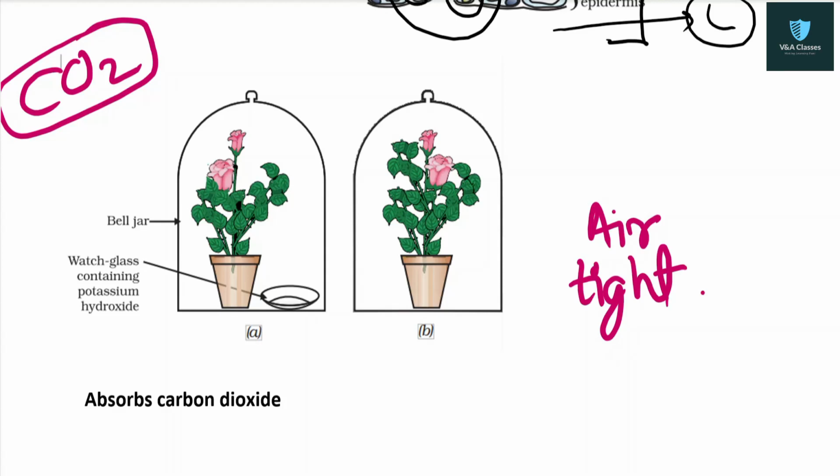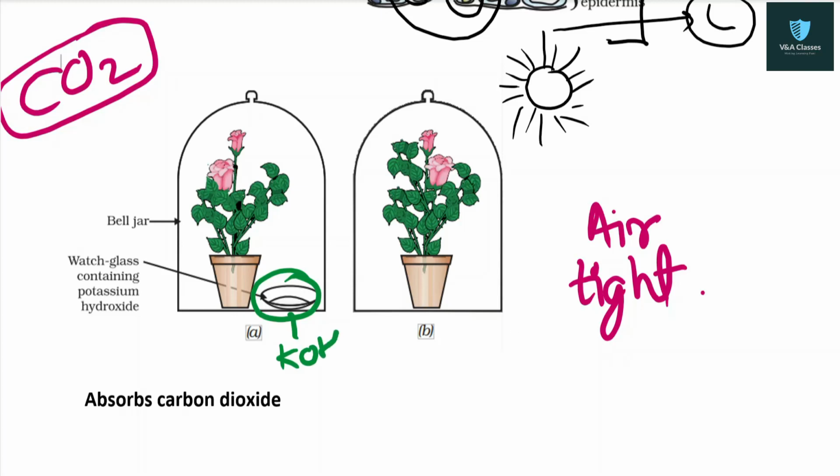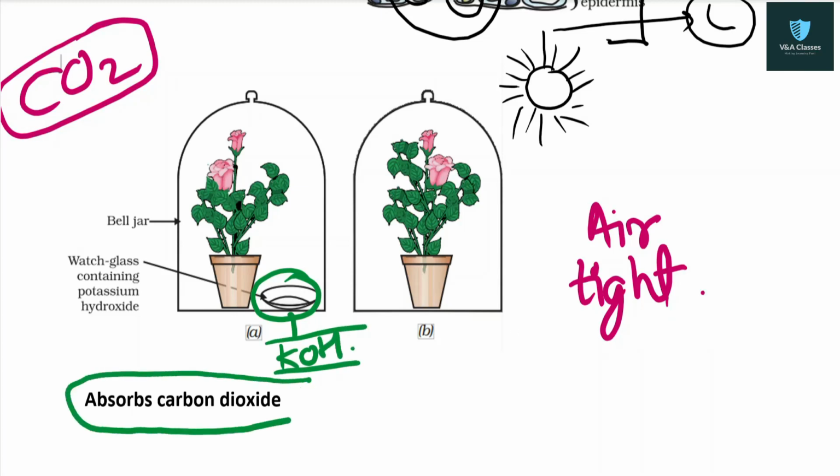Okay, and you will put both the plants under sunlight. Both the plants will be under sunlight. Now the only difference in both the jars will be that in one jar we will put KOH, that is potassium hydroxide. Why KOH? Because KOH absorbs all the carbon dioxide. So what will happen after some time?